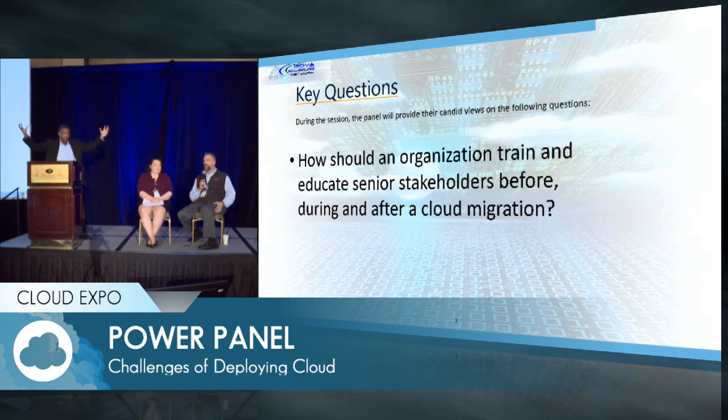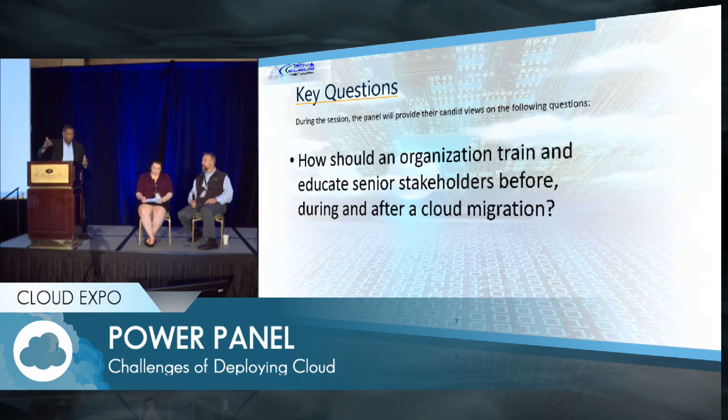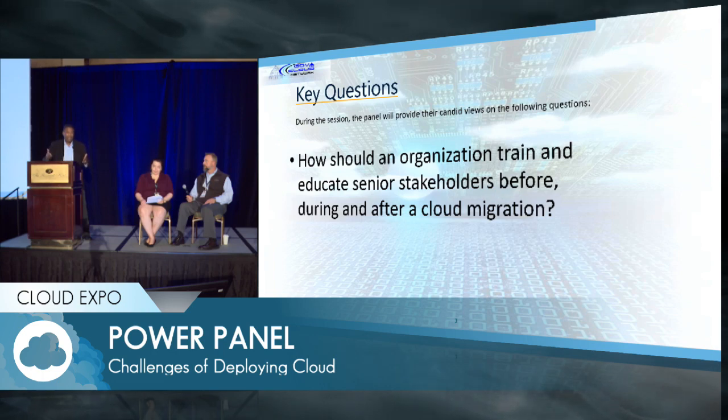Great solutions fail if nobody adopts them. So how can an organization train and educate the managers, the senior stakeholders? Because they are coming down. They're saying, go to the cloud. They're not giving you any metrics. They're not telling you why. They just say, go to the cloud, and we just say how fast. So how can you train your seniors about cloud?